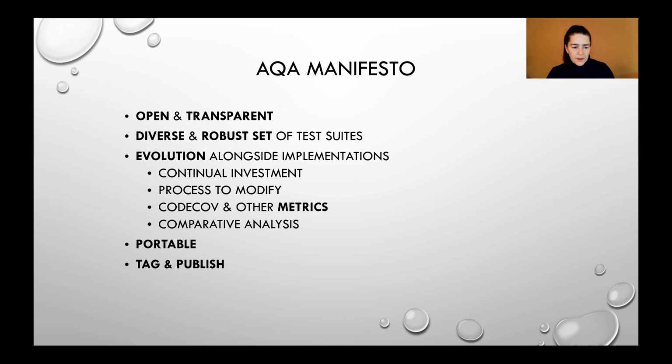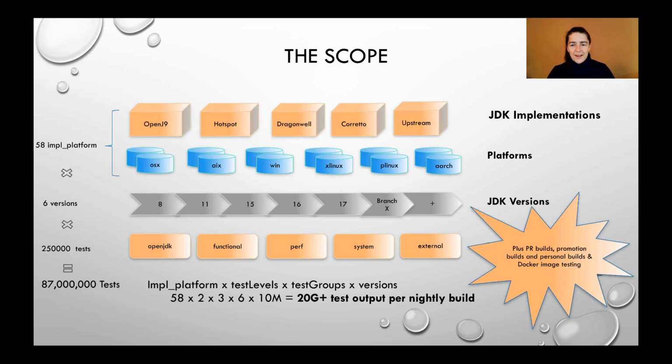Very last part of the manifesto, the last criteria, is that we wanted the ability to have absolutely reproducible builds and tests. So the ability to tag and publish what we're doing so that you could get back to exactly the same set of tests that were run and reproduce the results in your own location. All right, so that's all very serious, right?